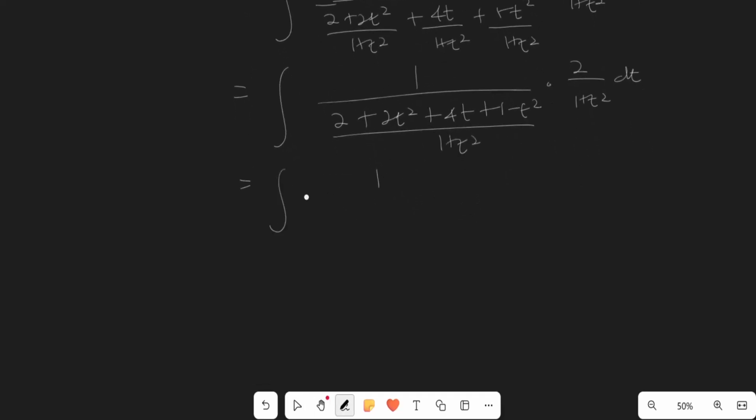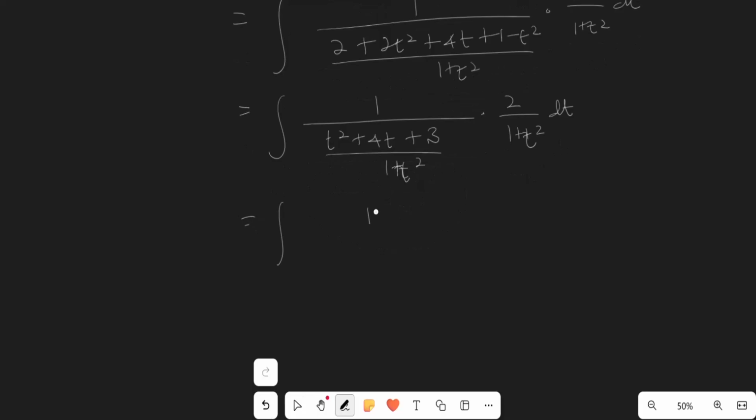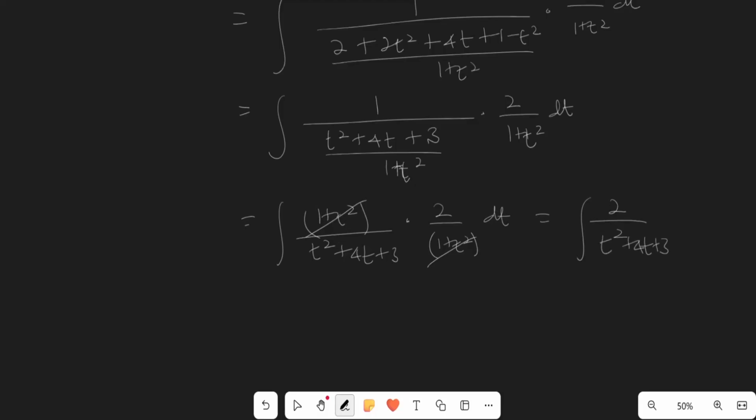which further simplifies to 1 all over t squared plus 4t plus 3 all over 1 plus t squared, times 2 over 1 plus t squared dt. We can flip this one, and that becomes the integral of 1 plus t squared over t squared plus 4t plus 3 times 2 over 1 plus t squared dt. And then this cancels that, and you're left with the integral of 2 over t squared plus 4t plus 3 dt.